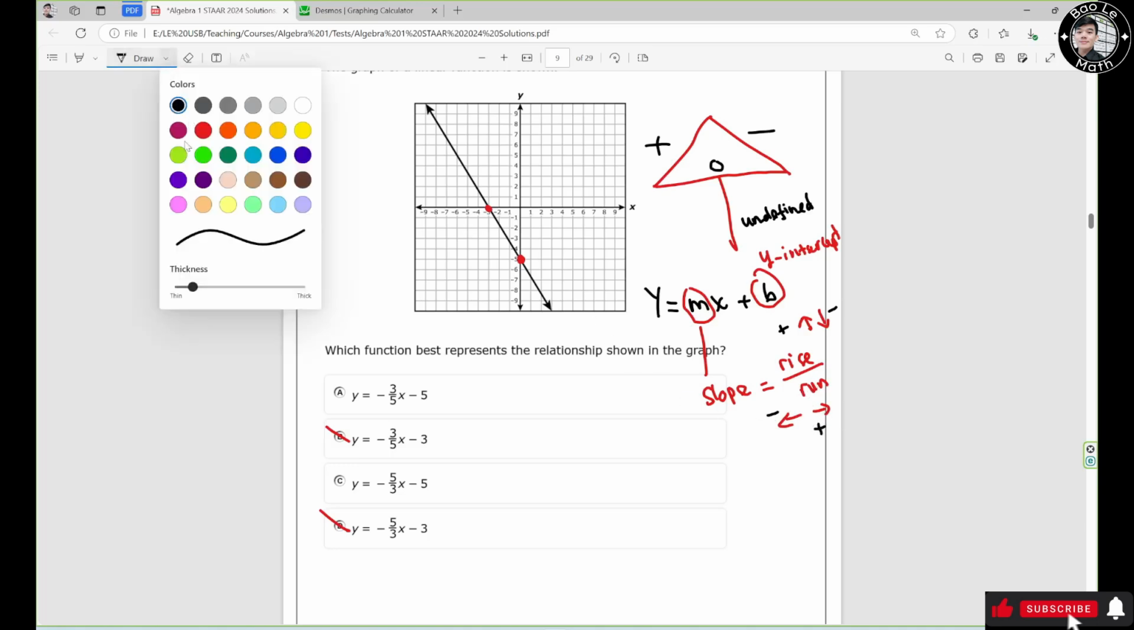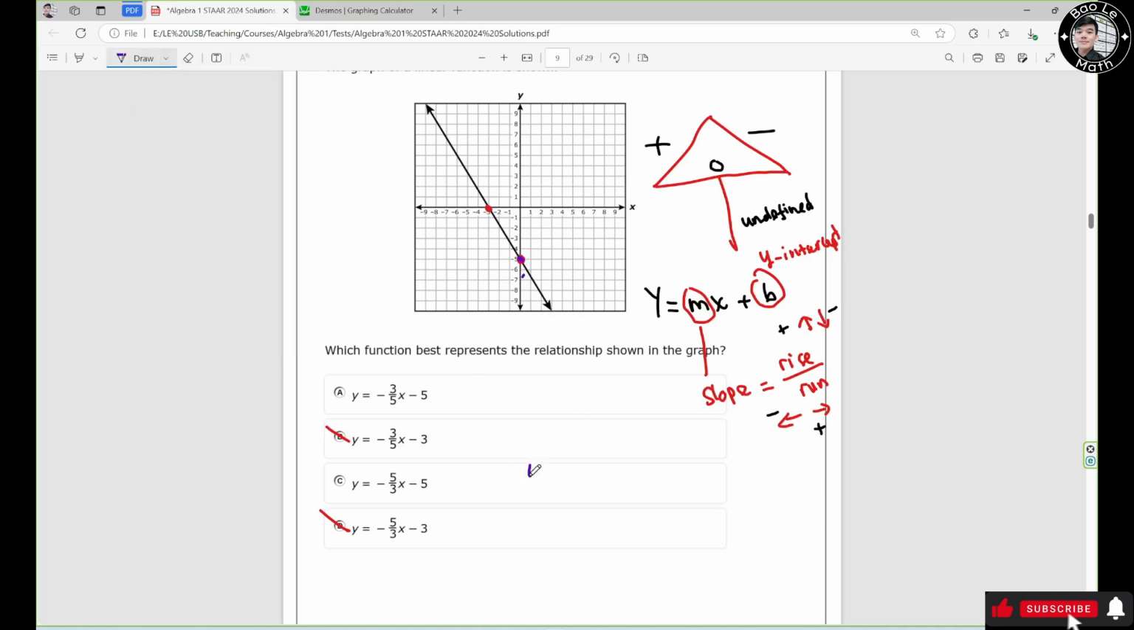Now, I'm going to start from the y-intercept right here. Alright, so I have the slope equals rise over run. Alright, so rise. I count up 1, 2, 3, 4, 5. So since I count up 5 units, it should be positive 5, right? Now I need to count 1, 2, 3, right? 3 points to the left to get to this point, right? So I count left 3 units, so it is negative 3. So the slope is negative 5 over 3, which makes the answer C correct.